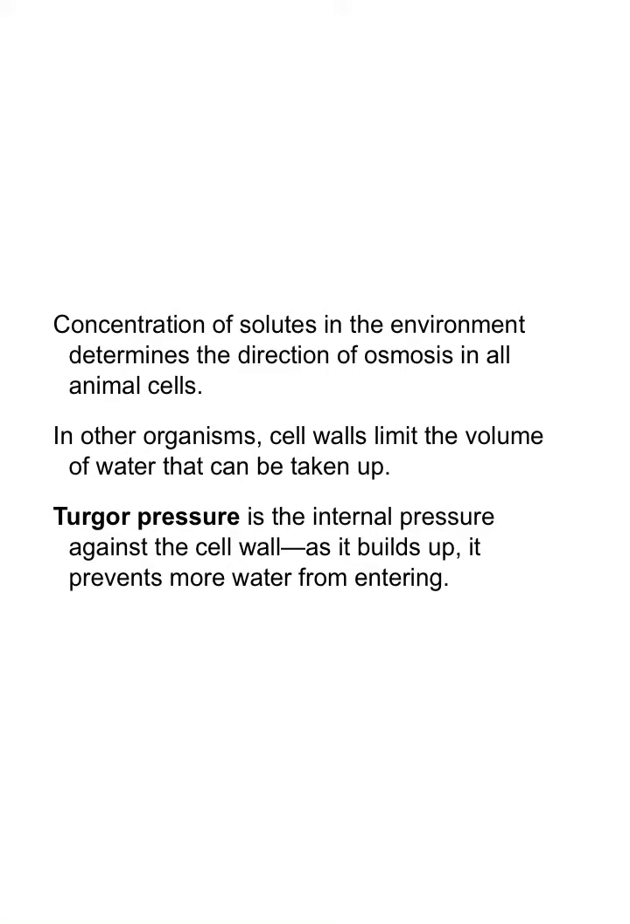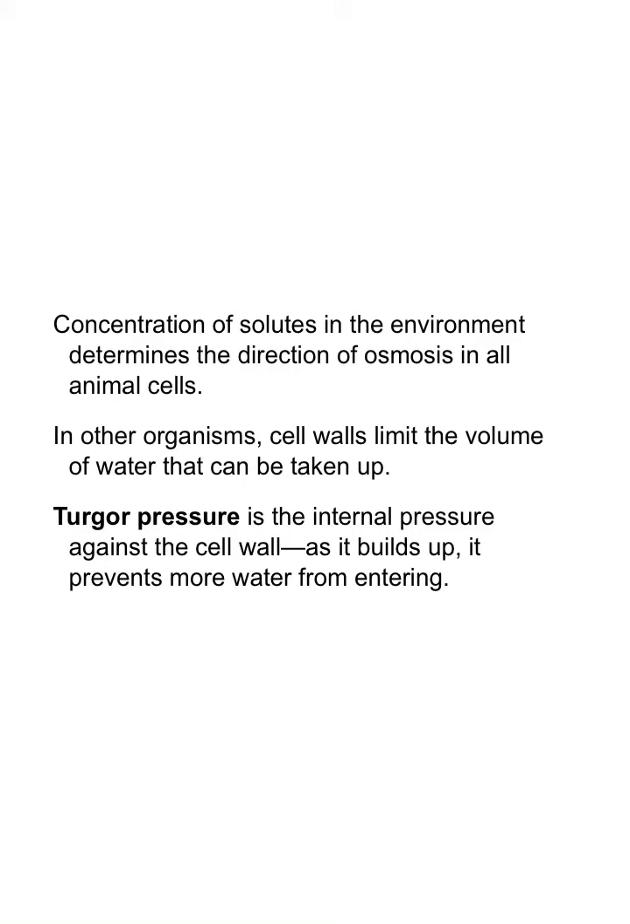In other organisms that have cell walls, this limits the volume of water that can be taken up. Animal cells, because they only have a membrane, will take up until they burst if that's the case. Otherwise, if there's a cell wall, that's going to limit the bursting and only allow a certain amount to be taken up. This is where turgor pressure comes in. Turgor pressure is that internal pressure that is built up against the cell wall, and that's what prevents more water from entering the cell.